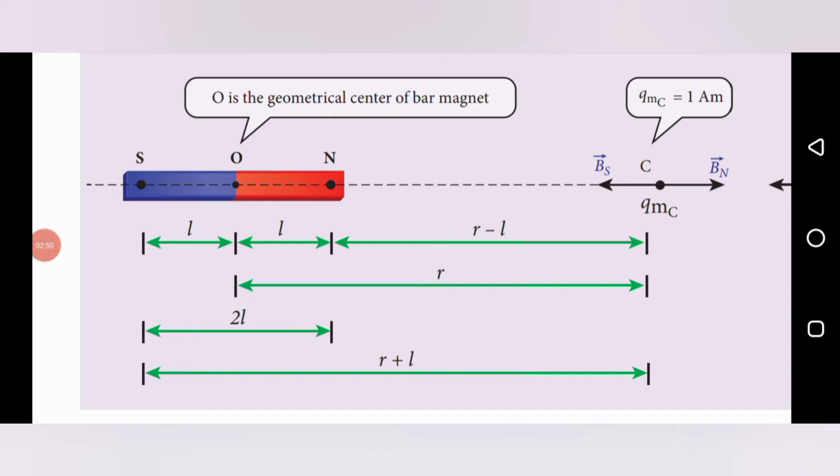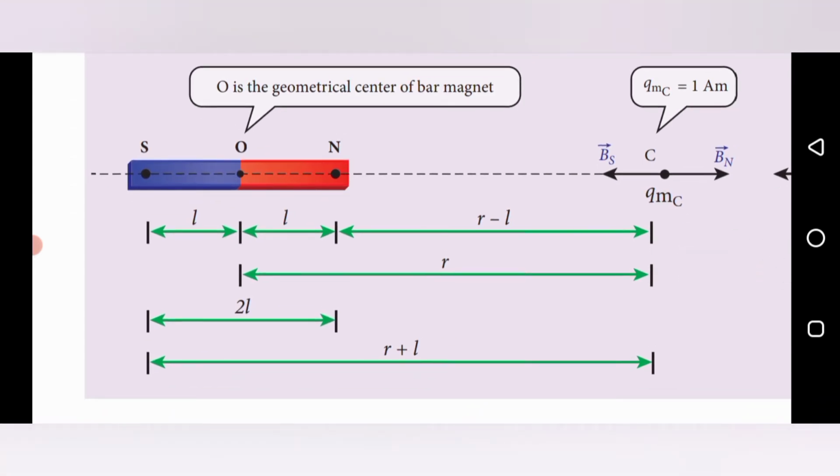This bar magnet is considered as the magnetic dipole here. In this dipole, we take a point C on the axial line. The axial line is a straight line; we elongate the dipole and take any point on that axial line, called C. Two fields are produced: for the north pole the magnetic field is Bn, and for the south pole the magnetic field is Bs. They are produced in opposite directions.